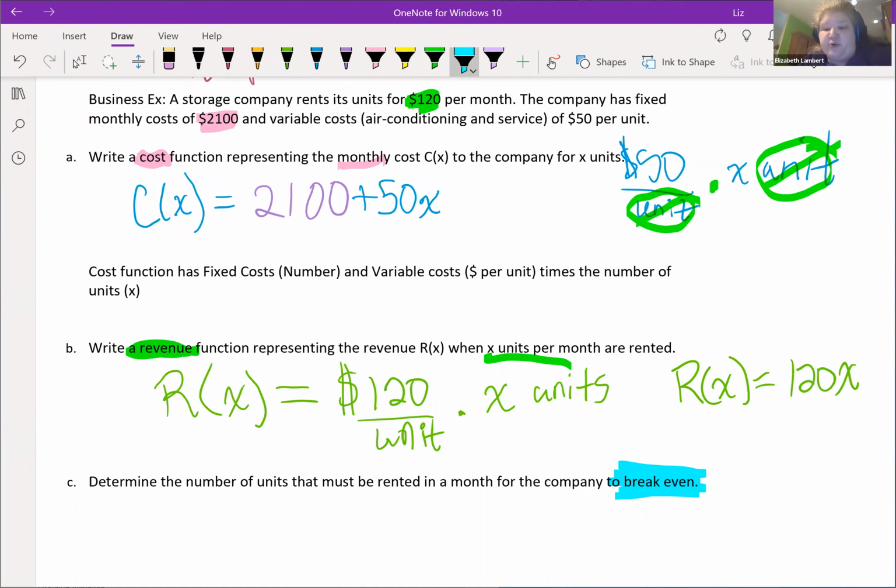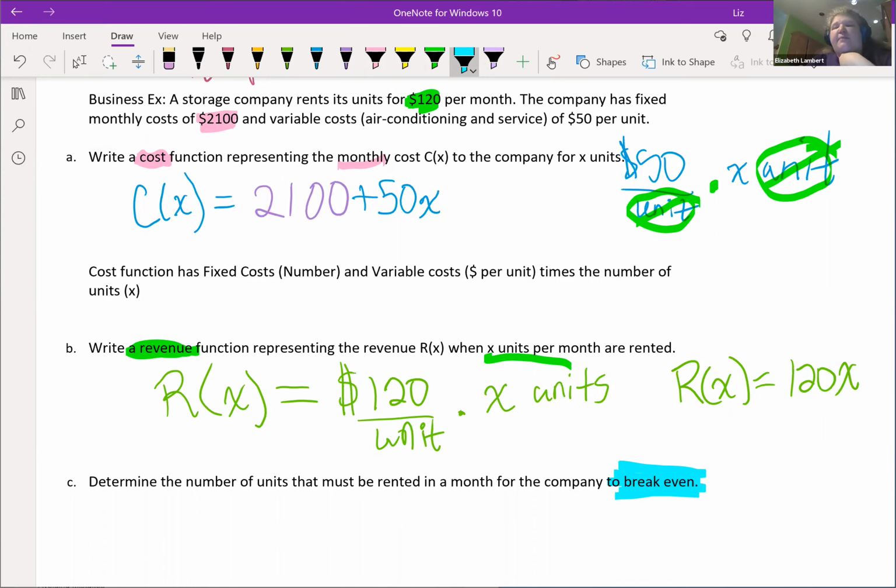We could also graph both of these because function notation is already solved for y essentially. So we'd have y1 is 2100 plus 50x, y2 is just the 120x. Figure out where they cross. You're probably going to have to zoom out to actually see the point though. On the calculator, there's zoom fit, which will stretch things so it works out. All right.